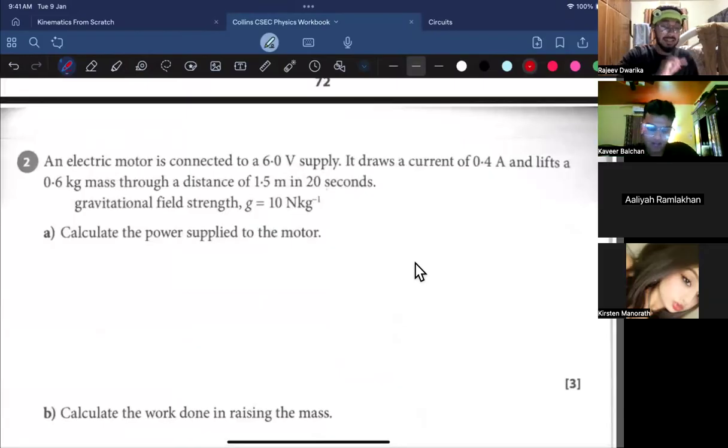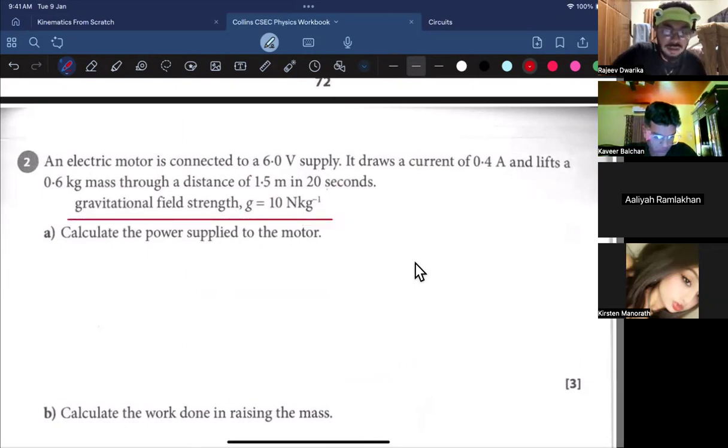So an electric motor is connected to a 6-volt supply. It draws a current of 0.4 amps and lifts a 0.6 kilogram mass through a distance of 1.5 meters in 20 seconds. Gravitational field strength, G, is equal to 10 newtons per kilogram. What does gravitational field strength mean? That's a fancy way of saying what? No, the units for force is newtons. Like the units for this is newtons per kg.